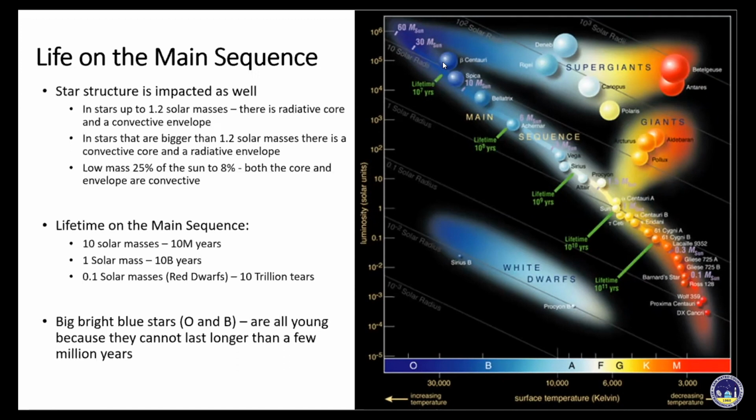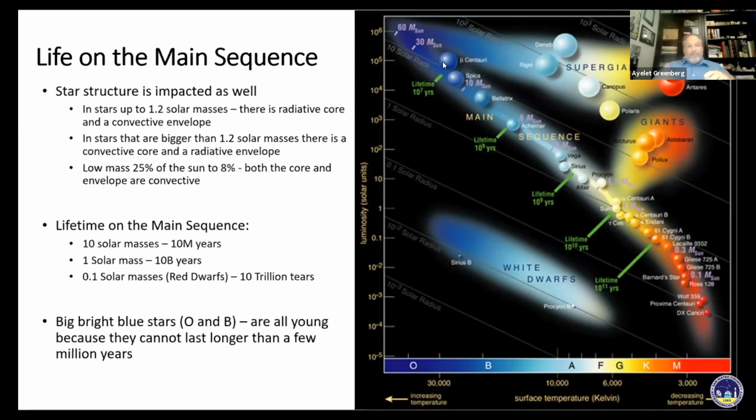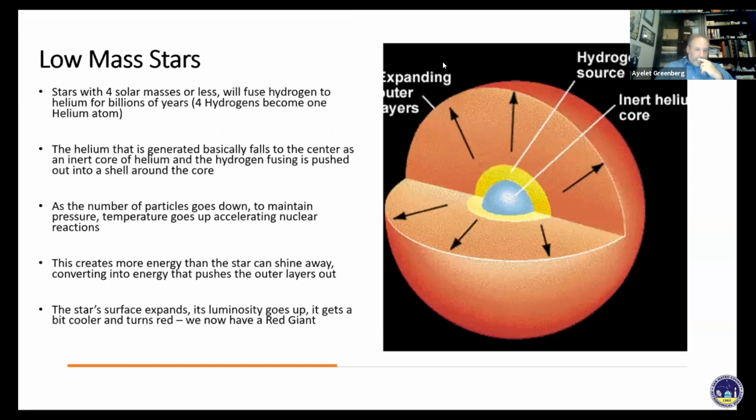So now let's talk about what happens after 10 billion years or after 10 million years when the fuel runs out. And as I said earlier, we're going to diverge here to two different stories. What happens with low mass stars and what happens with high mass stars. We're going to start with the low mass star. With a low mass star, and we're talking about stars that are typically 4 solar masses or less, this star will spend billions of years fusing hydrogen into helium on the main sequence, happily chugging away.